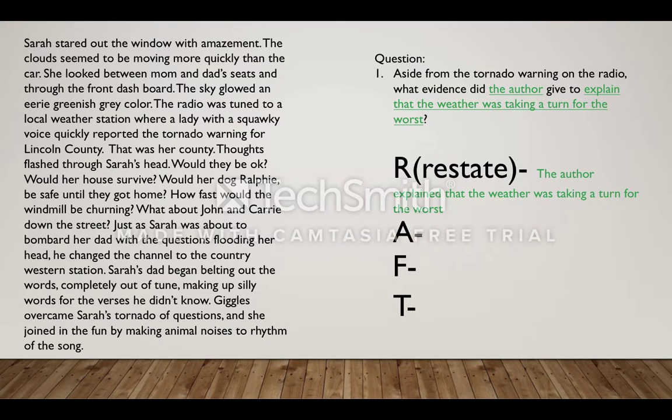Okay, so the first thing we're going to talk about is the restating. When you look up here, I underlined the author explained that the weather was taking a turn for the worst. So when I was restating this in my own words on the paper, I wrote, the author explained that the weather was taking a turn for the worst. I always have the students underline or even highlight within the question. It helps them get in the habit of restating their question. I always tell them, if I don't know what the question is about, you did not restate it correctly.